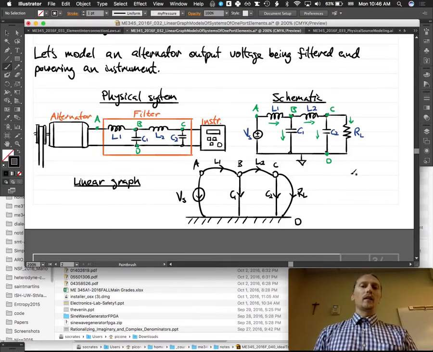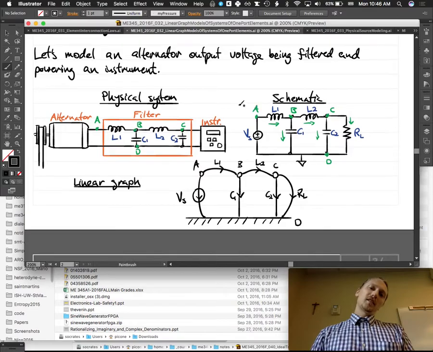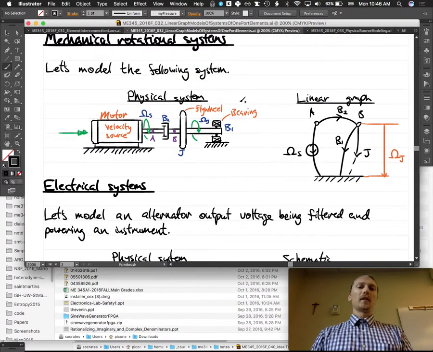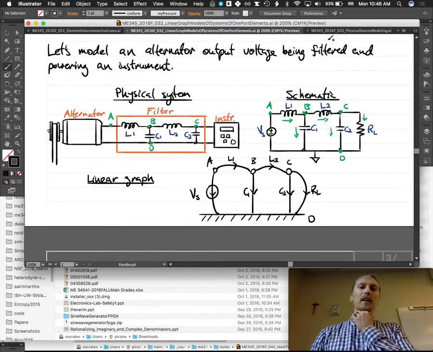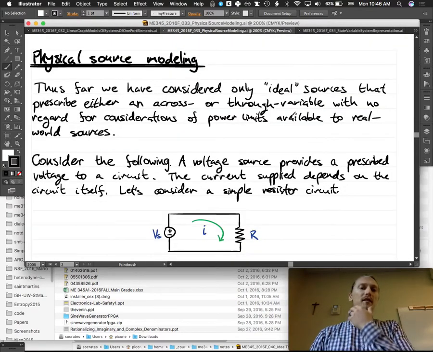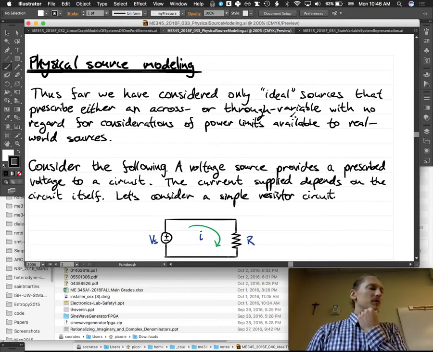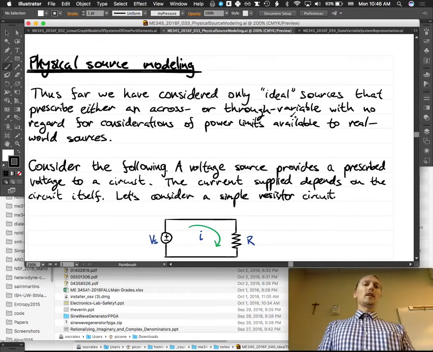All right. What do you guys think? You've come up with another way of doing a schematic that describes the system. So physical source modeling is something that I think we can go through in the last 5 minutes pretty easily.